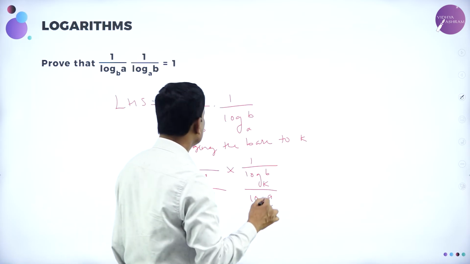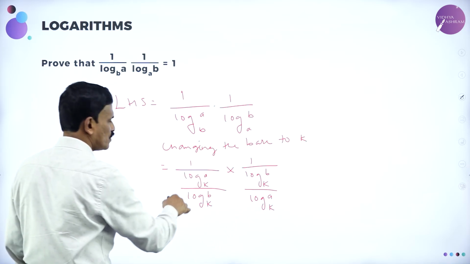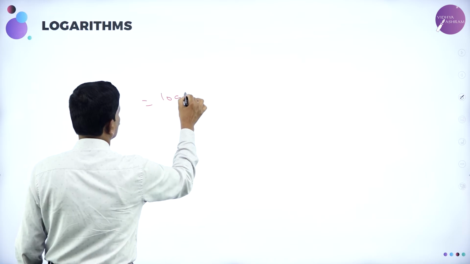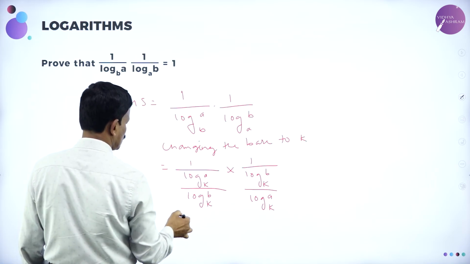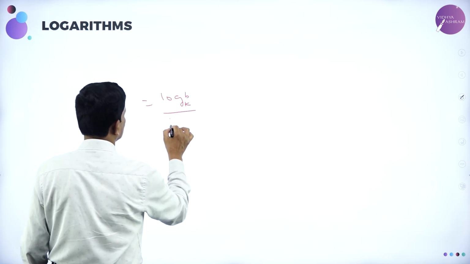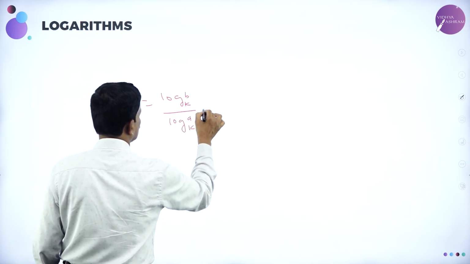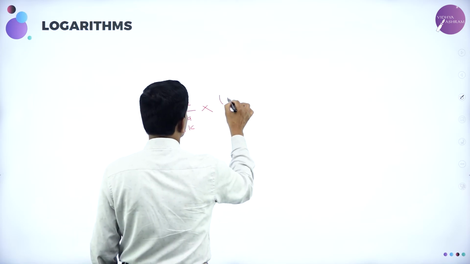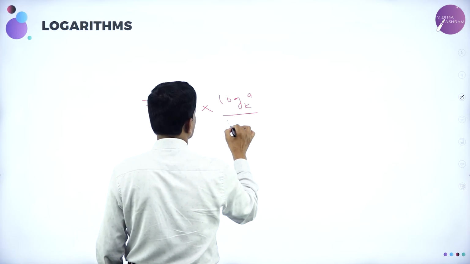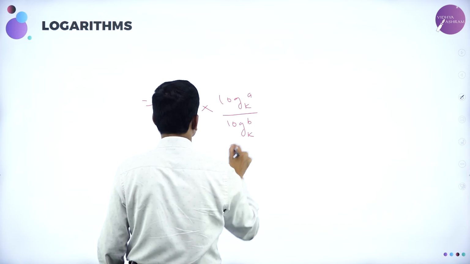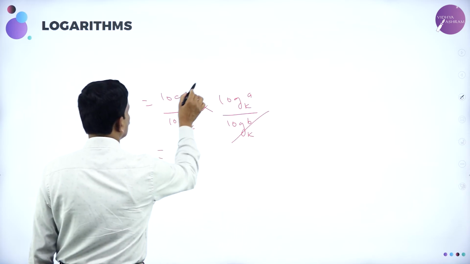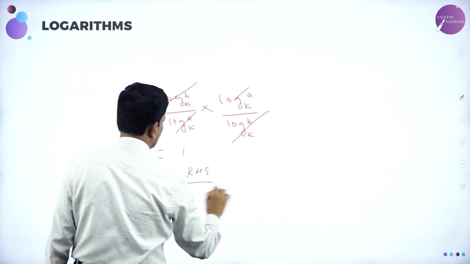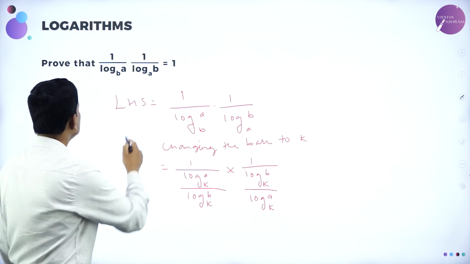Take this to the numerator. Whenever this is taken to the numerator, it becomes logarithm of b to base k by logarithm of a to base k, into this goes to the numerator, logarithm of a to base k by logarithm of b to base k. What happens? Log b gets cancelled. This is equal to 1, which is the required RHS. That's it. Okay.